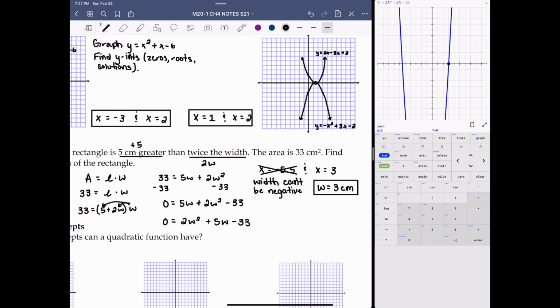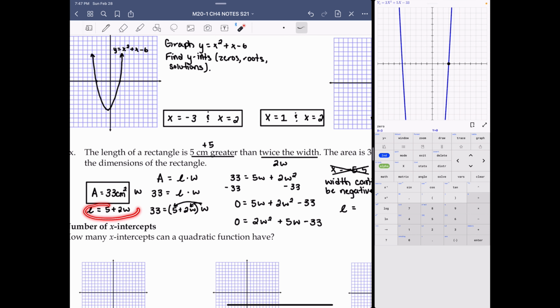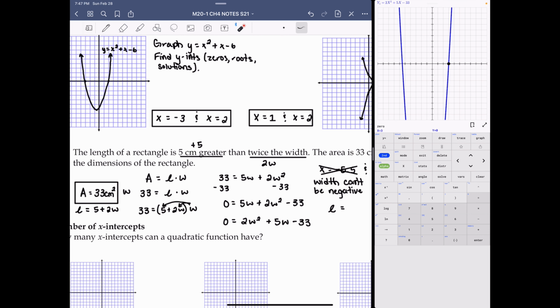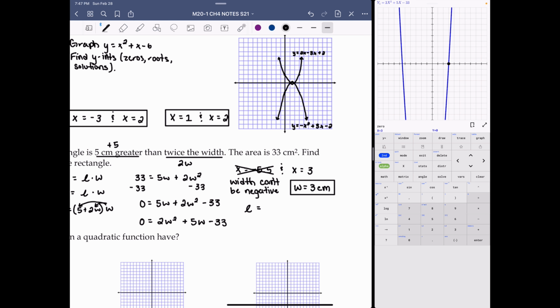We want the dimensions of the rectangle, so that means we want both the width and the length. Now we can solve for length. We know that length equals 5 plus 2w. Length equals 5 plus 2 times 3. 2 times 3 is 6. So length equals 11 centimeters. The width is 3 centimeters. The length is 11 centimeters.